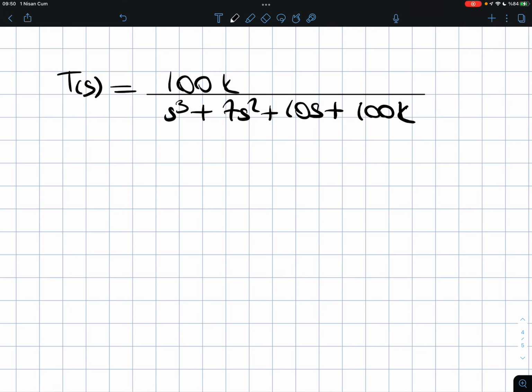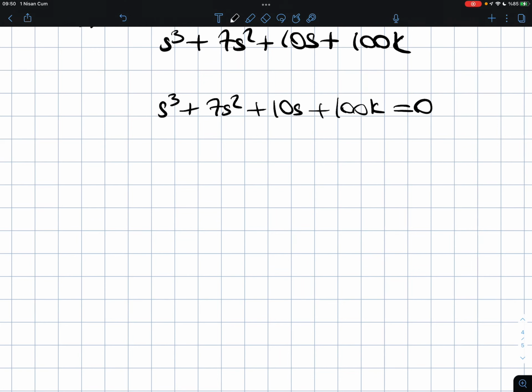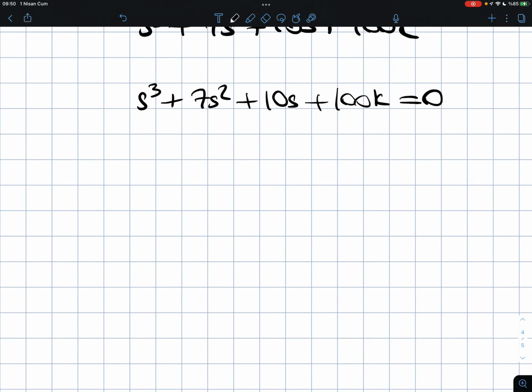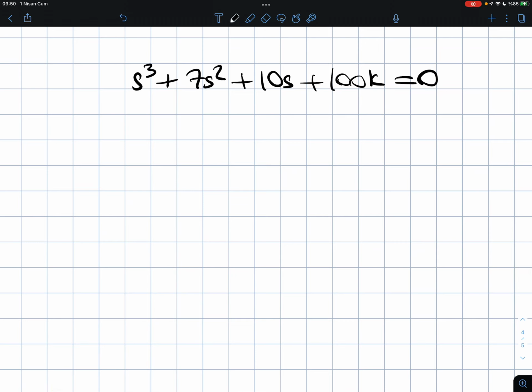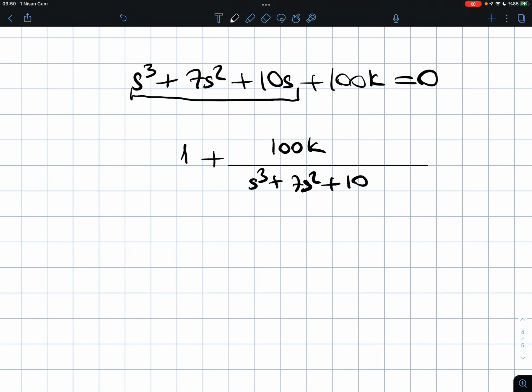Now if we look for the characteristic polynomial, s cubed plus 7s squared plus 10s plus 100k equals 0, this is basically the characteristic polynomial of the closed loop. Now if we want to put this in the root locus equation format, we can divide by the non-k term here. So if I divide into this term, I'll get 1 plus 100k divided by s cubed plus 7s squared plus 10s equals 0. Of course, this is also obvious because this was 1 plus k times gs equals 0.